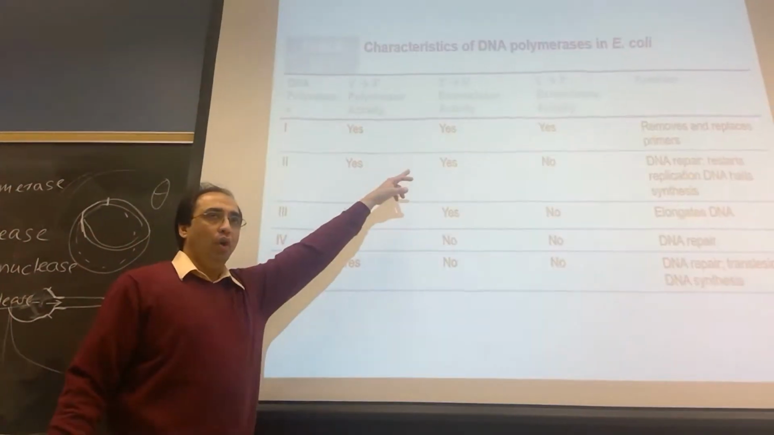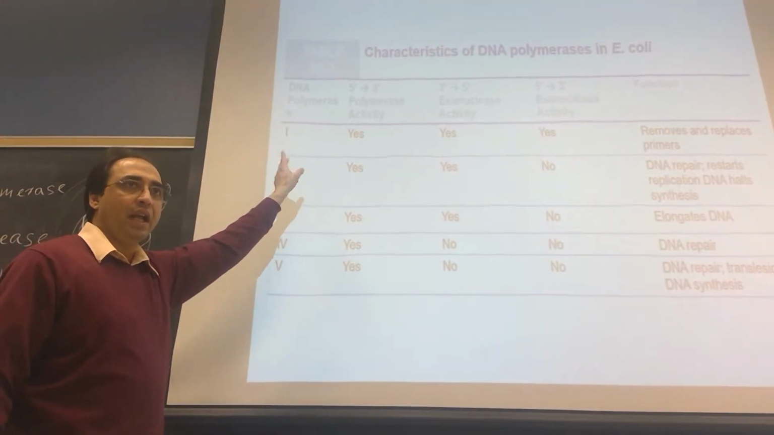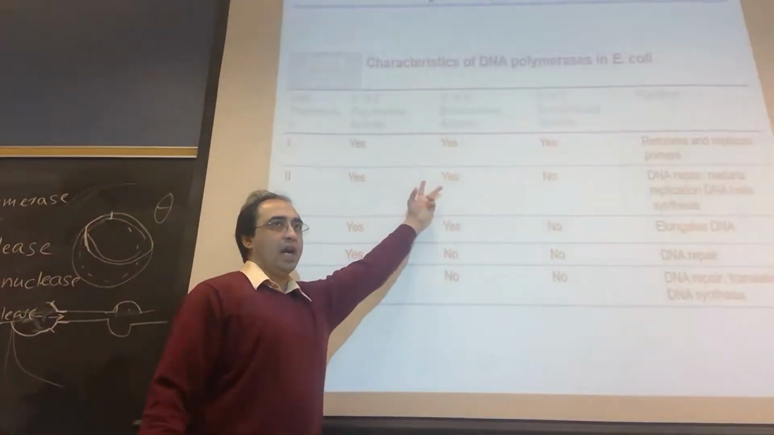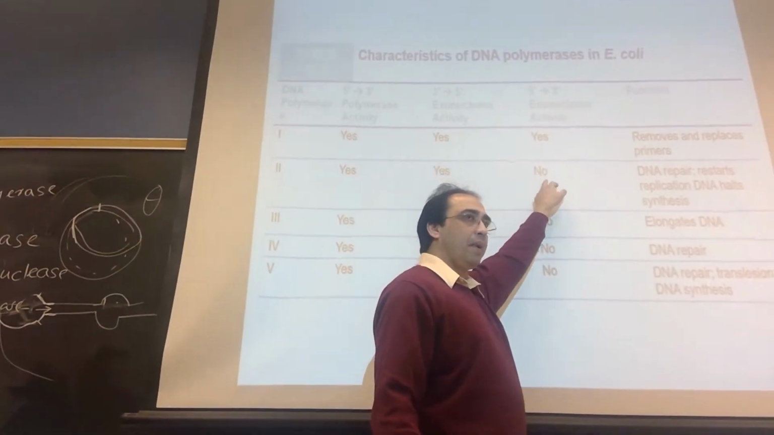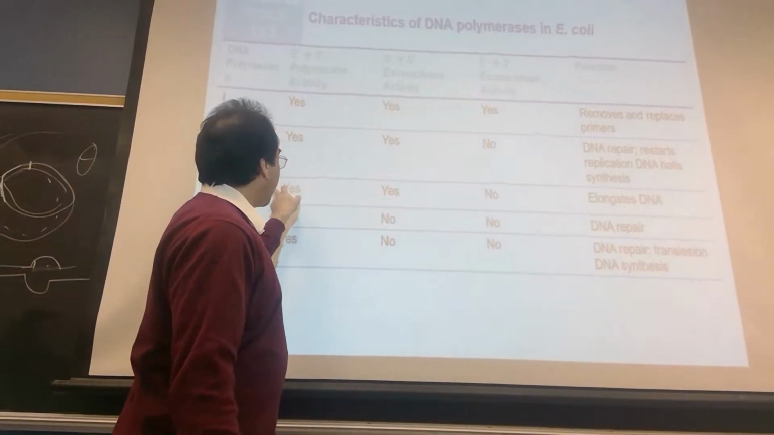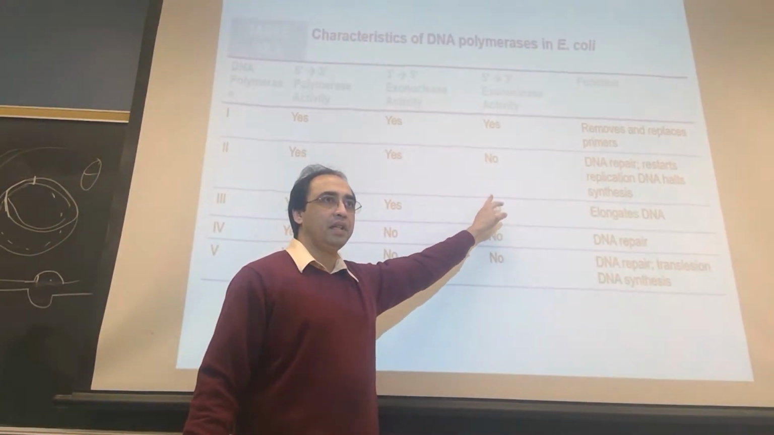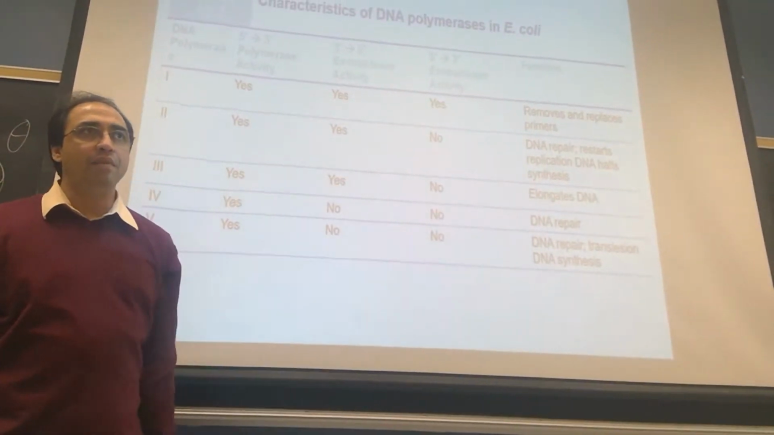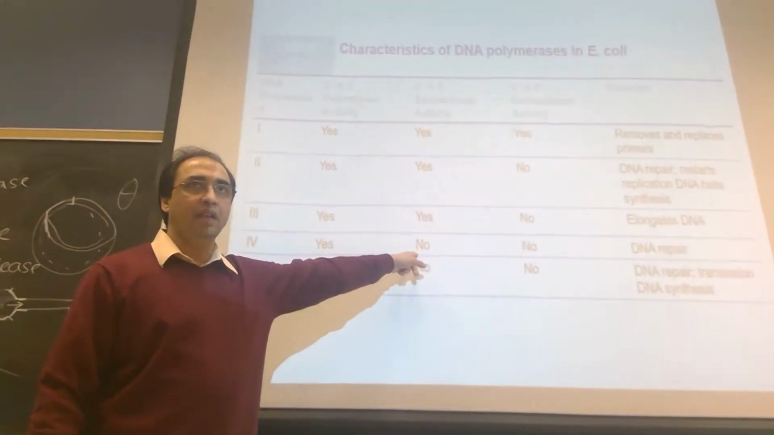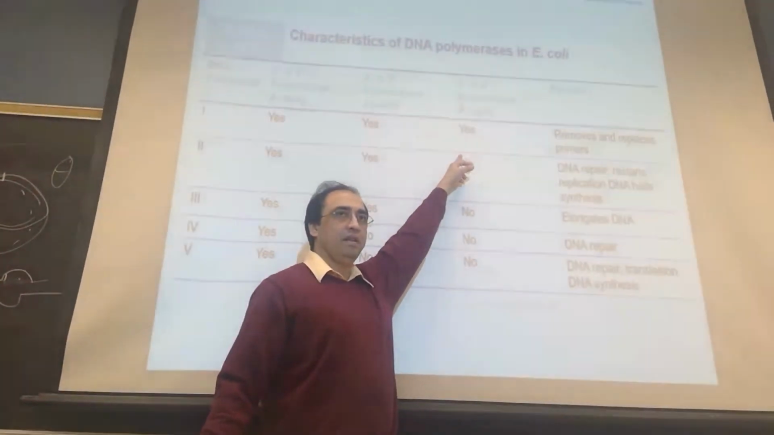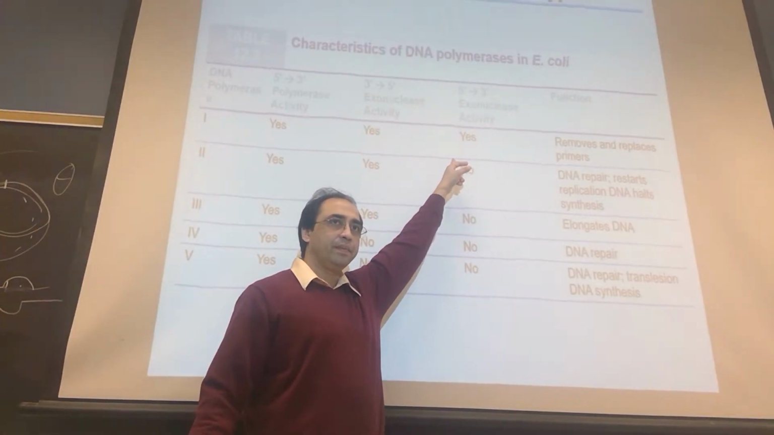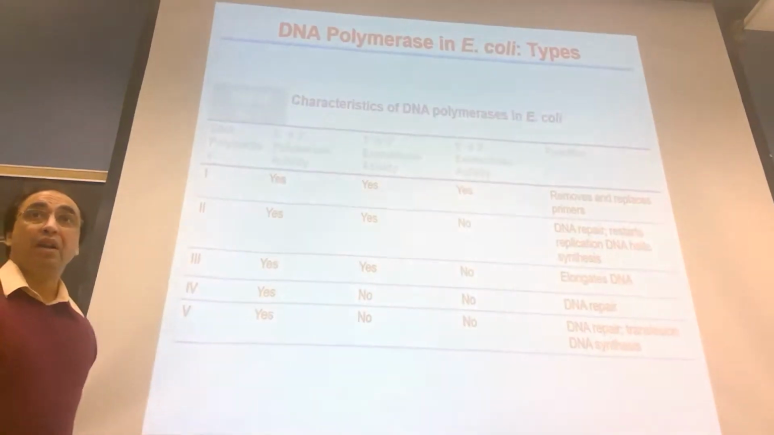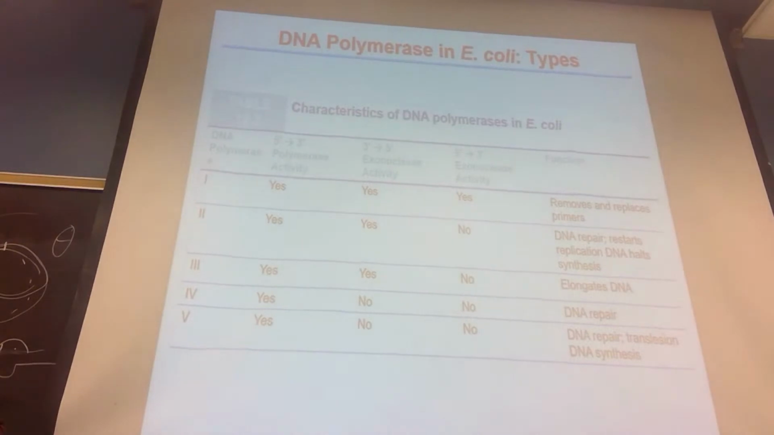DNA polymerase 1 has all of them. It has the polymerase activity and both directional exonuclease activity. DNA polymerase 2 has these two kinds of activities, but it doesn't have 5 prime to 3 prime exonuclease activity. DNA polymerase 3 is the same. It doesn't have 5 prime to 3 prime exonuclease activity. That's why removal of RNA primer cannot be done by DNA polymerase 3. DNA polymerase 1 is required here because it has this exonuclease activity. Clear?